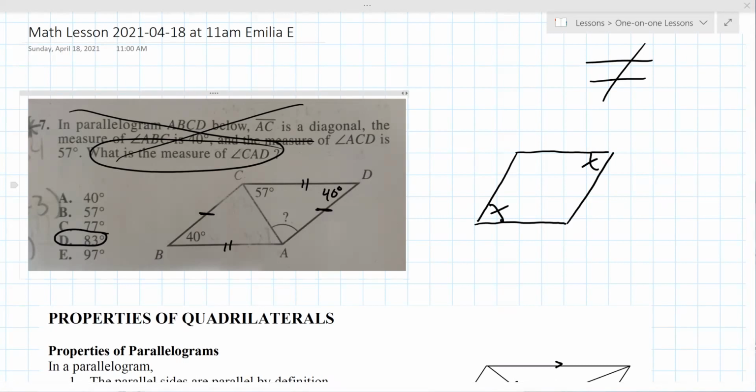Okay, let's see. You had another one. 14. 14 is one of these awful "not" questions, it looks like.